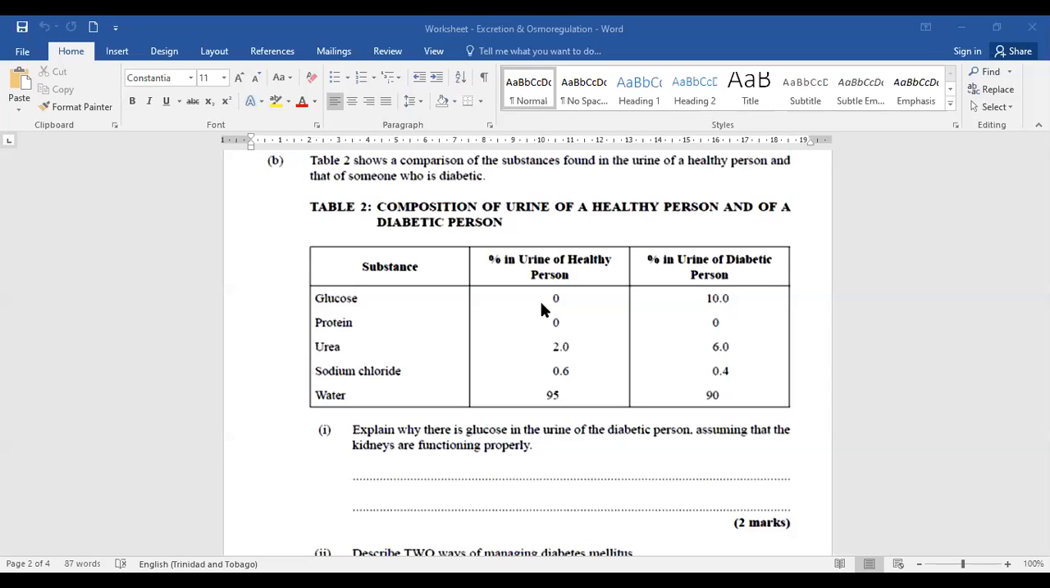Glucose, however, you would see that the healthy person has no glucose, but a diabetic person has so much glucose in the urine. So now explain why there will be glucose in the urine of a diabetic person, even if the kidneys are functioning properly. You can't find protein present. It wouldn't happen because the molecules are too big to pass through.